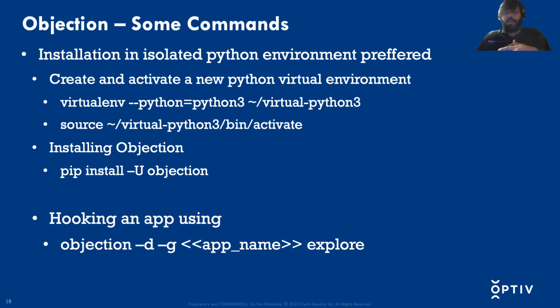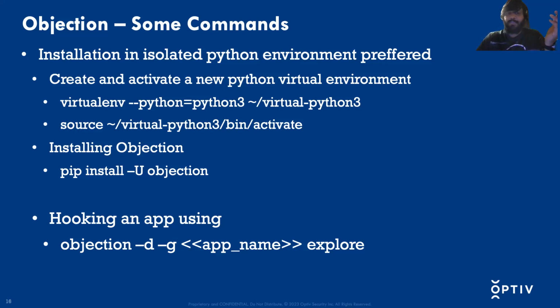So, some of the important commands. Number one, how to install Objection. I strongly recommend installing Objection in an isolated Python environment. So create and activate a new Python virtual environment. The first command, virtualenv with a space, dash dash python, is a command where you can create a virtual Python environment. Here I have created a Python 3 virtual environment. Once the virtual environment is successfully created, you need to activate it. The source command is the command where I activate my Python 3 environment.